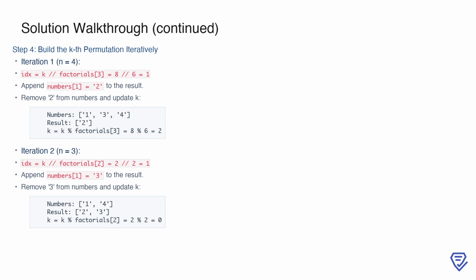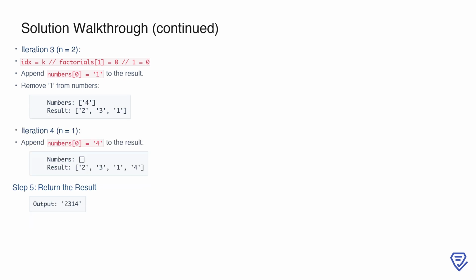In the next iteration, with n equal to 3, we calculate the index as k divided by factorial 2, which is 2 divided by 2, yielding 1. This corresponds to the second number in our updated list, 3. We append 3 to the result, remove it from the numbers list, and update k to 0. The numbers list becomes 1, 4, and the result is now 2, 3.